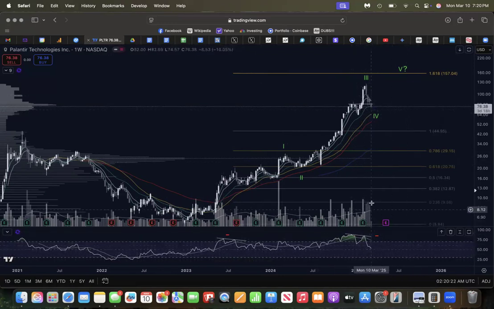Your keys are to watch volume. Watch this low right here and how it holds the 30-week simple moving average. If it loses that, you can pretty much bet they're going to come down to at least a 50% retracement of this candle right there. And that will complete wave 4, and then we'll expect wave 5 to take it back up to the 1.618 level. I hope that was helpful.